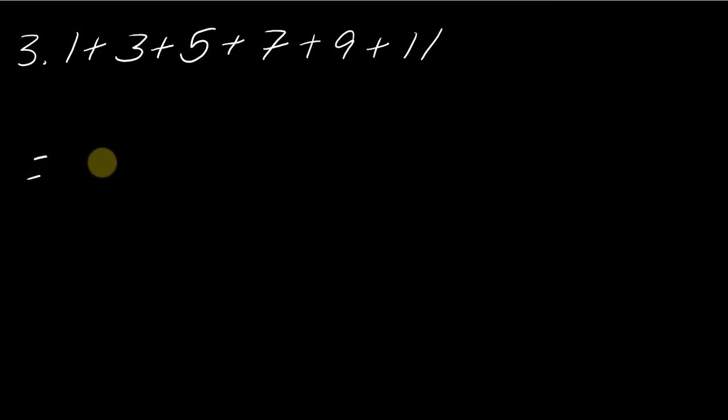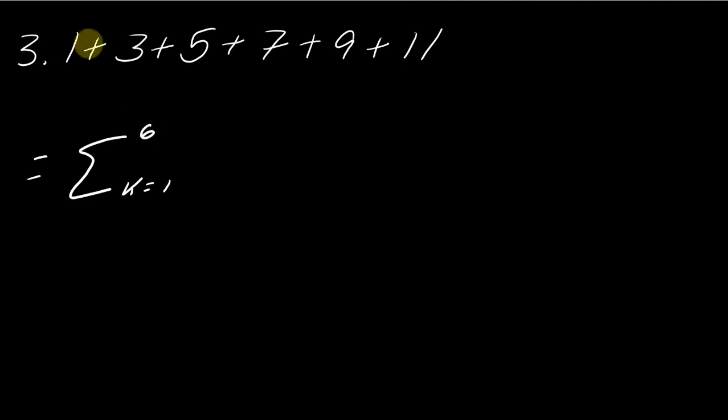So for my sigma notation, I need to have, of course, sigma. And you can use k or you can use i. I'll use k in this case. So I want to go from k equals 1. So this will be 1, 2, 3, 4, 5, 6 terms. So I need k to go from 1 to 6.